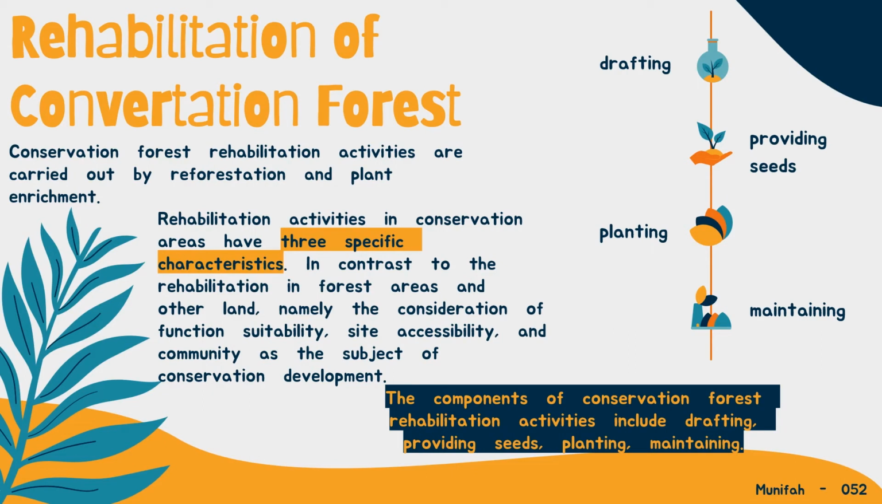Conservation forest rehabilitation activities are carried out by reforestation and plant enrichment. Rehabilitation activities in conservation areas have three specific characteristics, in contrast to rehabilitation in forest areas and other land, namely the consideration of function, suitability, site accessibility, and community as the subject of conservation development. The components of conservation forest rehabilitation activity include drafting, providing seeds, planting, and maintaining.